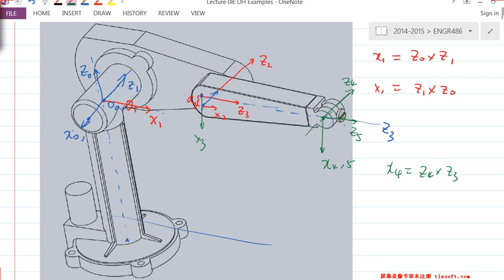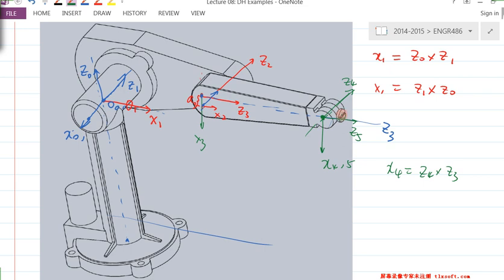Then you draw the Z6. Okay, Z6 here. And X6 needs to be perpendicular to Z5. So let's see, moving down here, X6. So X6 is perpendicular to Z5, right? And also perpendicular to Z6. So altogether, you get all the frames now, right? You got all the frames.